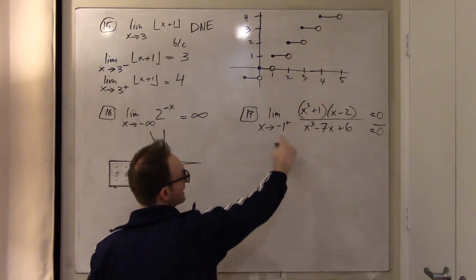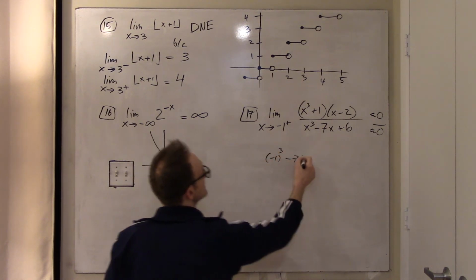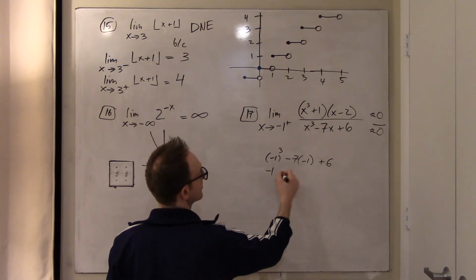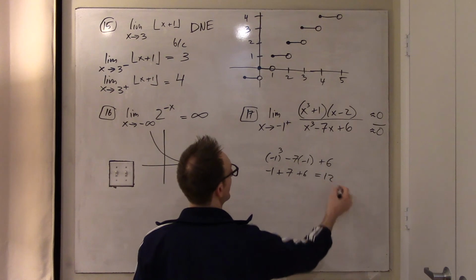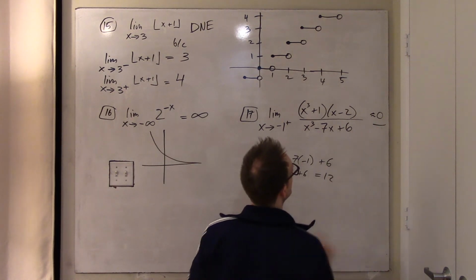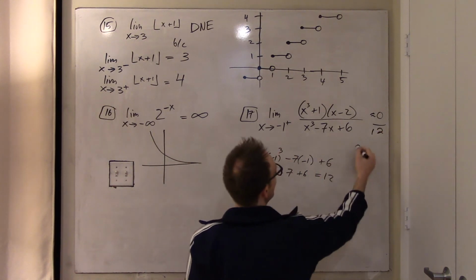What happens when you plug -1 in here? You get -1 cubed minus 7 times -1 plus 6. And so that's -1 plus 7 plus 6. So that's just 12 down there. So this is just not a 0 over 0 situation. This is a 0 over 12 situation. And this is a super problem, and I fell for my own trick, and the answer to this problem is 0.